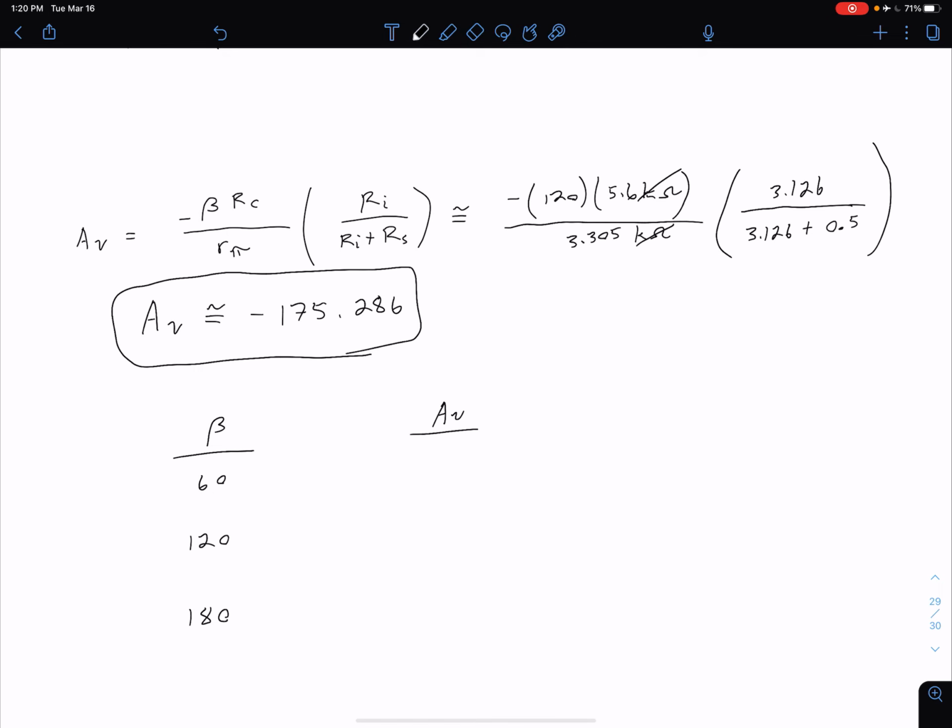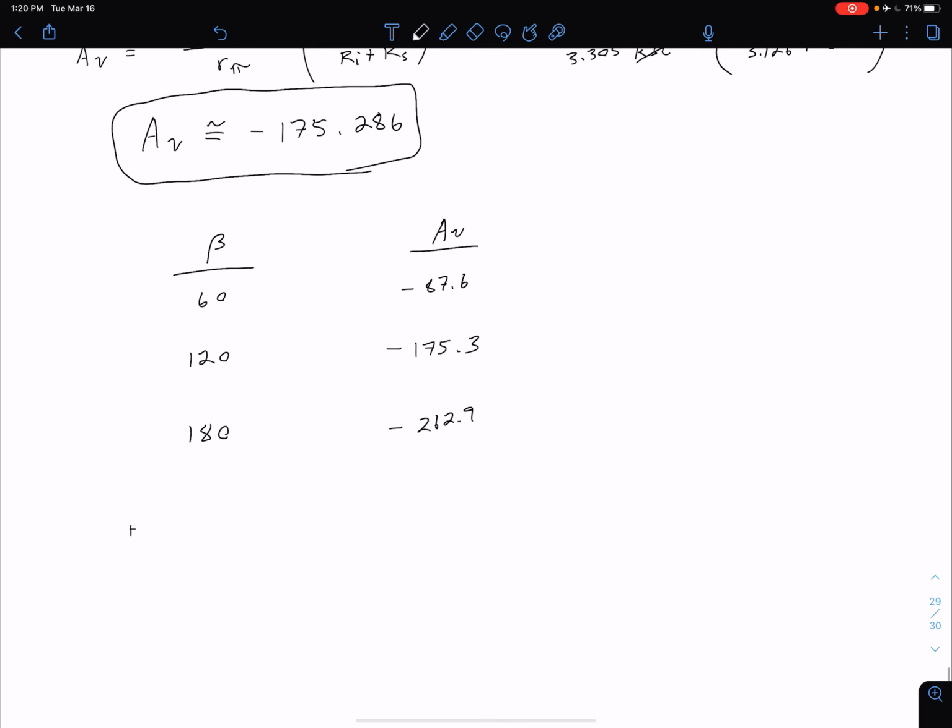So what's that going to do to our voltage gain? Well, as we just saw for this 120 case, we have about negative 175.3. And if we were to decrease beta by 50%, it turns out that our AV is also going to decrease by 50%. Same thing if we increase our beta by 50%, our AV is going to increase by 50%. So plus or minus 50% in beta corresponds to plus or minus 50% in AV. And obviously that's not something we want. That is far from ideal.